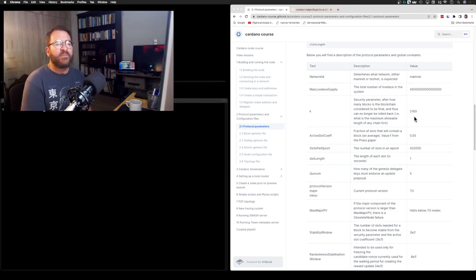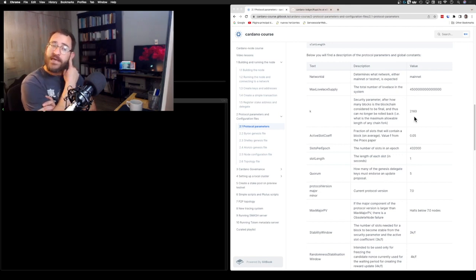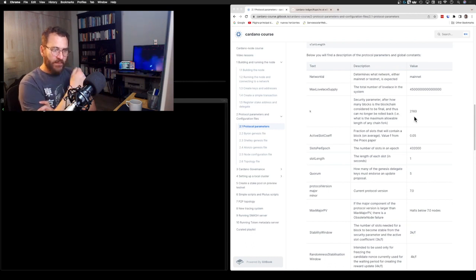Now we have the quorum. We have briefly discussed update proposals and the update mechanism for the protocol parameters. So this is a very important parameter for that matter, because for an update proposal to be adopted, a minimum number of Genesis delegate keys must vote for that proposal, must support that proposal, and that is the quorum. And it is currently set to 5. That means that 5 out of the 7 Genesis delegate keys must agree on an update proposal for it to be adopted.